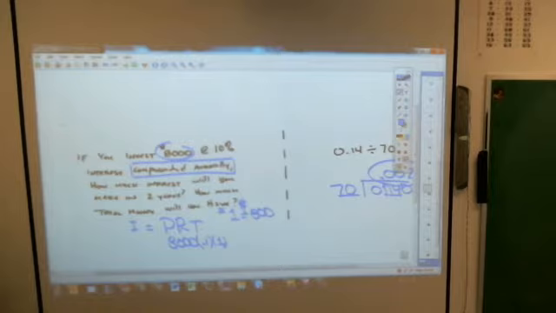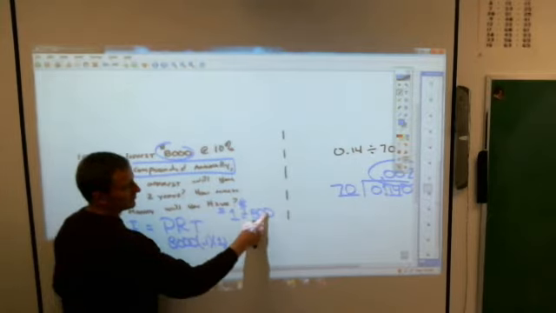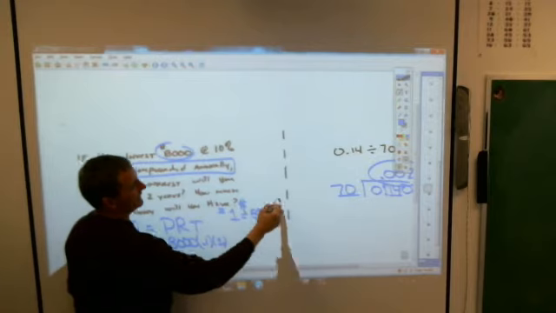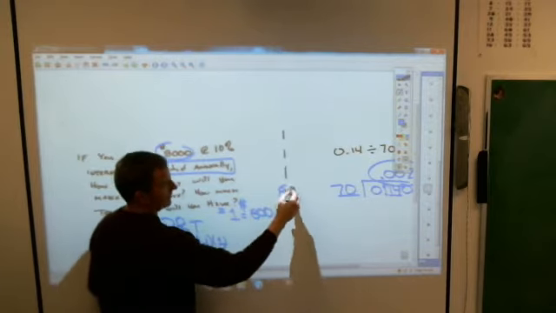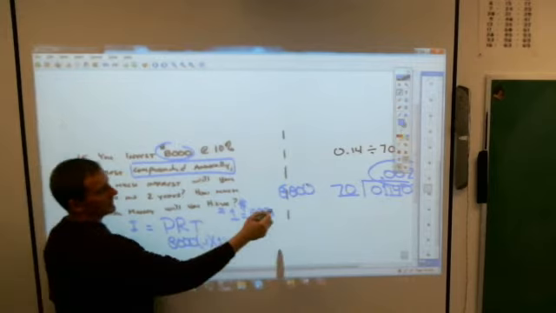Year number 2 is not $800. It would be if it was simple interest, because then you just get $800 every year. If it's compounded annually, you have to take that $800, add it back to your $8,000, and then you have to do this all over again to find the interest for the second year.